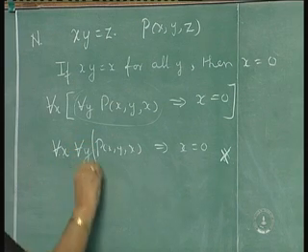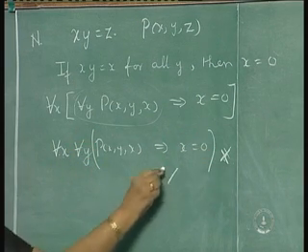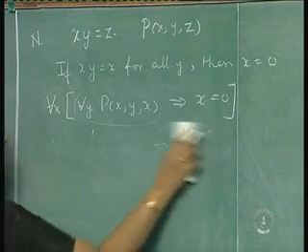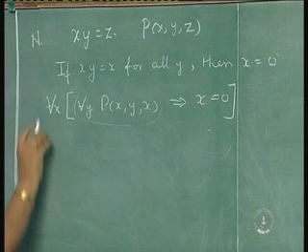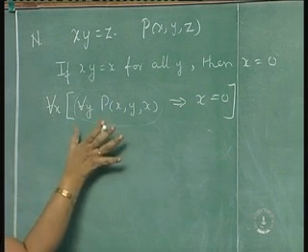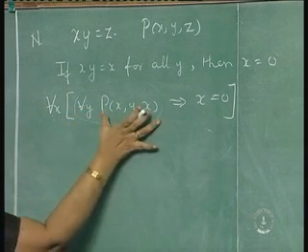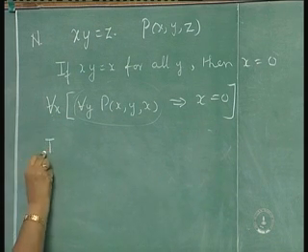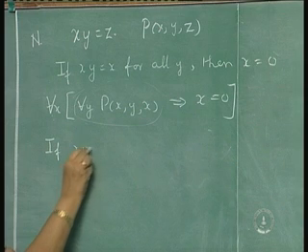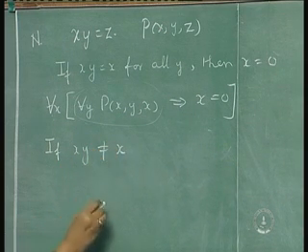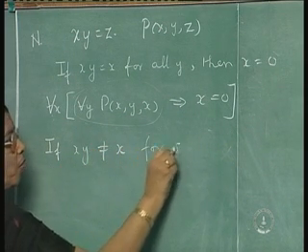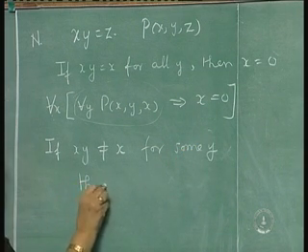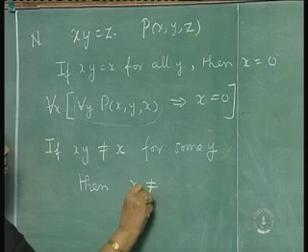You cannot write like this also. This is also not correct. So, you have to use proper scope. You have to specify the scope. Here the scope of this is this, the scope of it is this. Now, you can also write like this: if xy is not equal to x for some y, then x is not equal to 0.